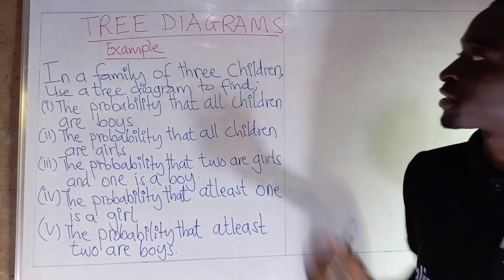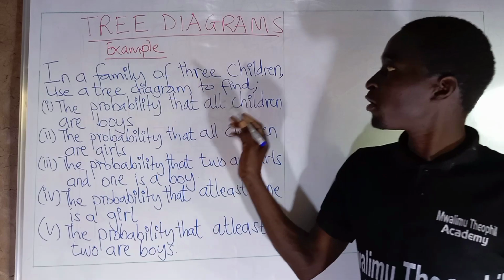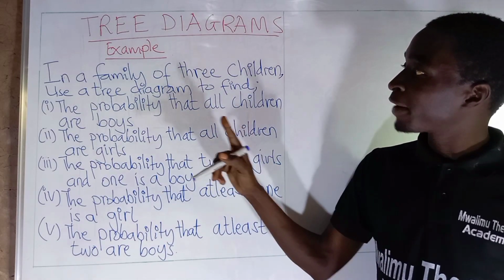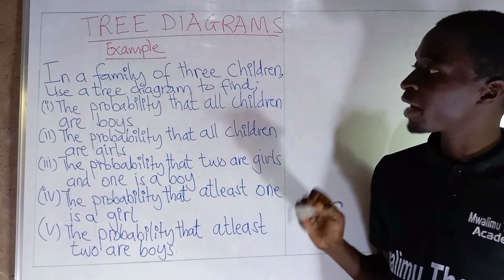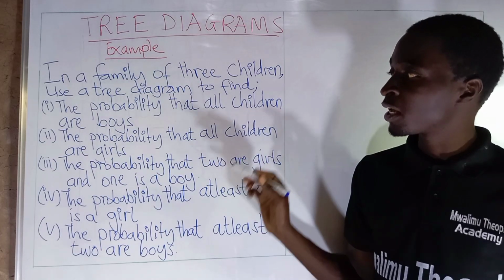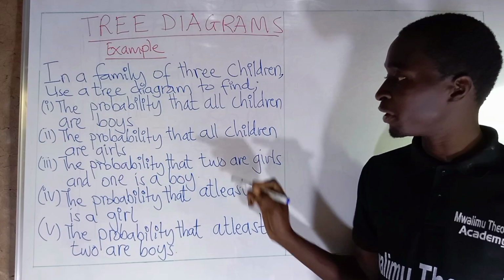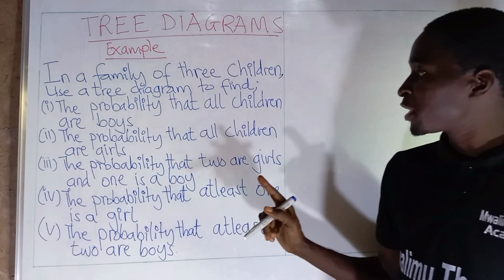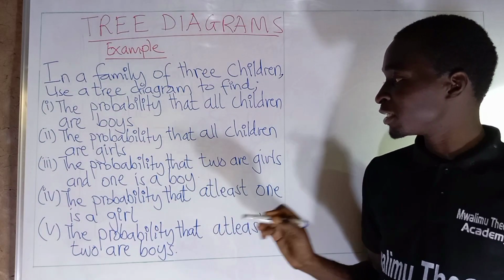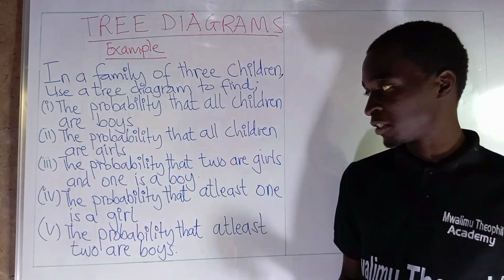Now let us see this example. Our example states that in a family of 3 children, use a tree diagram to find: 1. The probability that all children are boys. 2. The probability that all children are girls. 3. The probability that 2 are girls and 1 is a boy. 4th, the probability that at least 1 is a girl. The 5th part is the probability that at least 2 are boys.